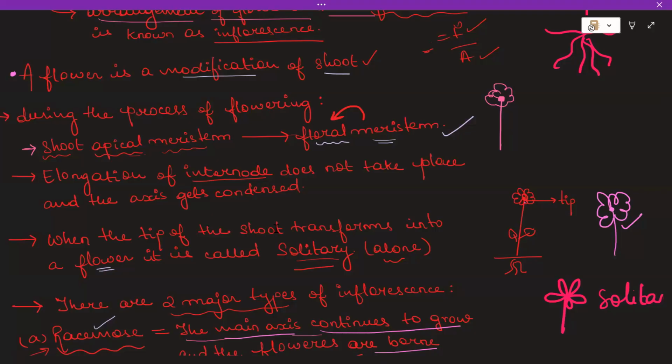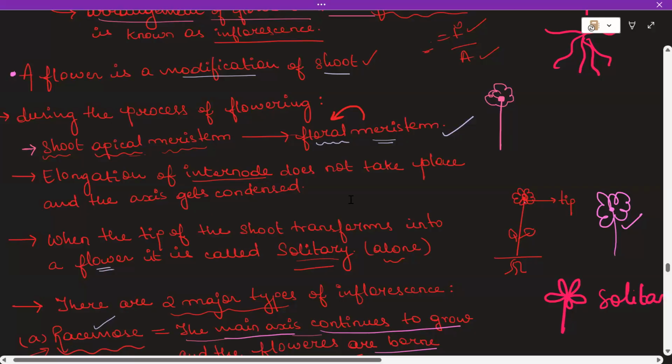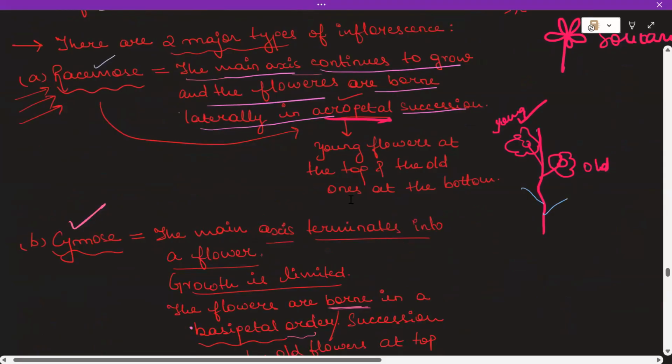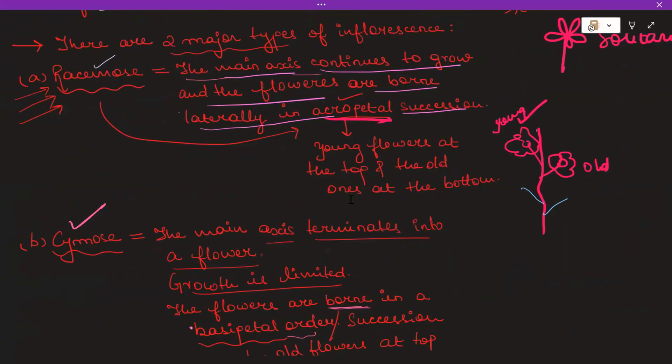And furthermore, there are two types of inflorescence. One is racemose and another is the cymose. Now, racemose is when the main axis, the floral meristem, are borne laterally, like sideways. And the flowers are borne in acropetal succession. Acropetal means the younger flowers would be at the top, the older flowers will be at the bottom. So that kind of inflorescence is called the racemose inflorescence.